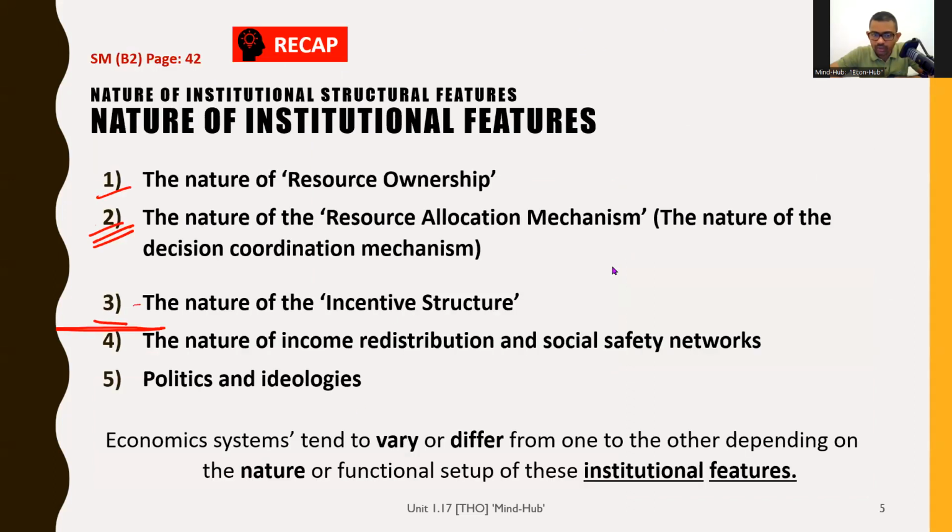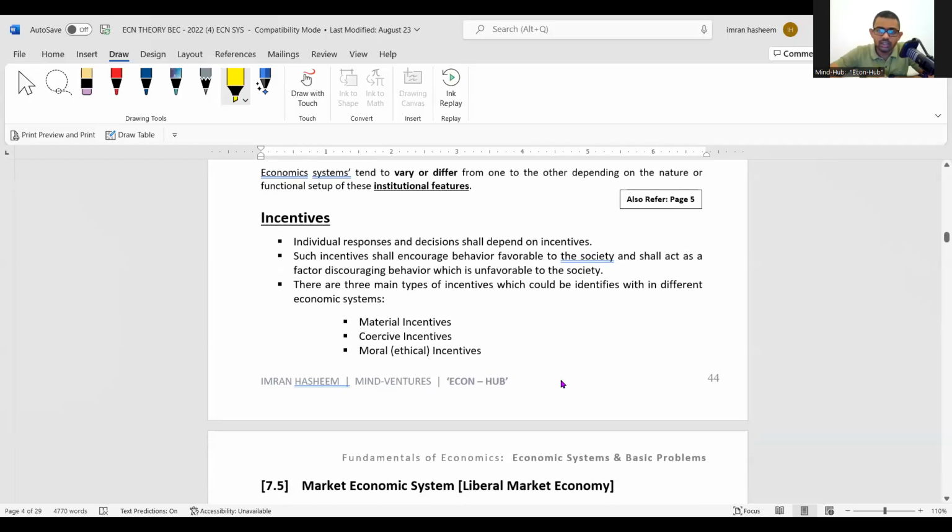Now, there are three types of incentives that we need to learn about. So what are incentives? Incentives are things that influence our decisions. Or, a simple way to say it, incentives are why we do what we do. Got it? That's incentives.